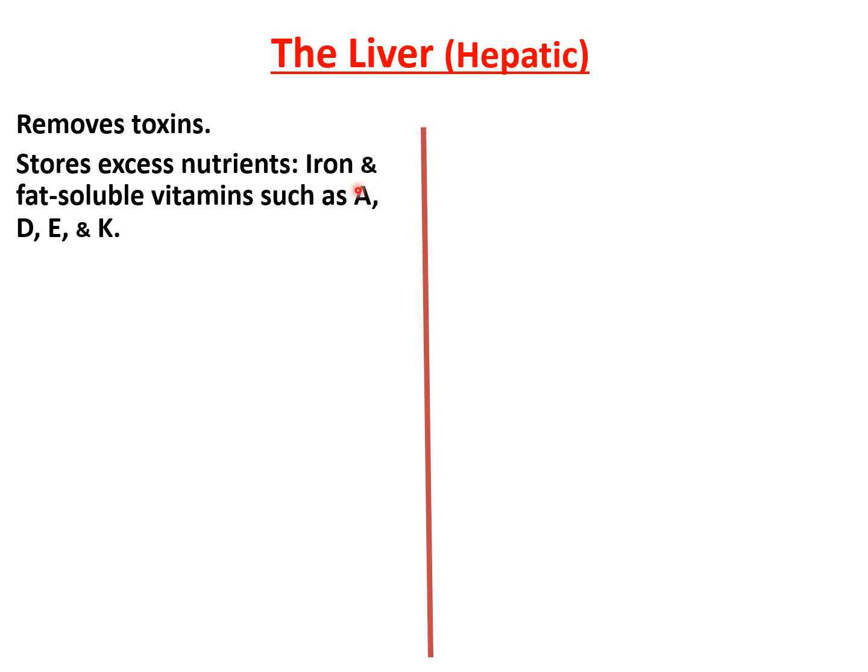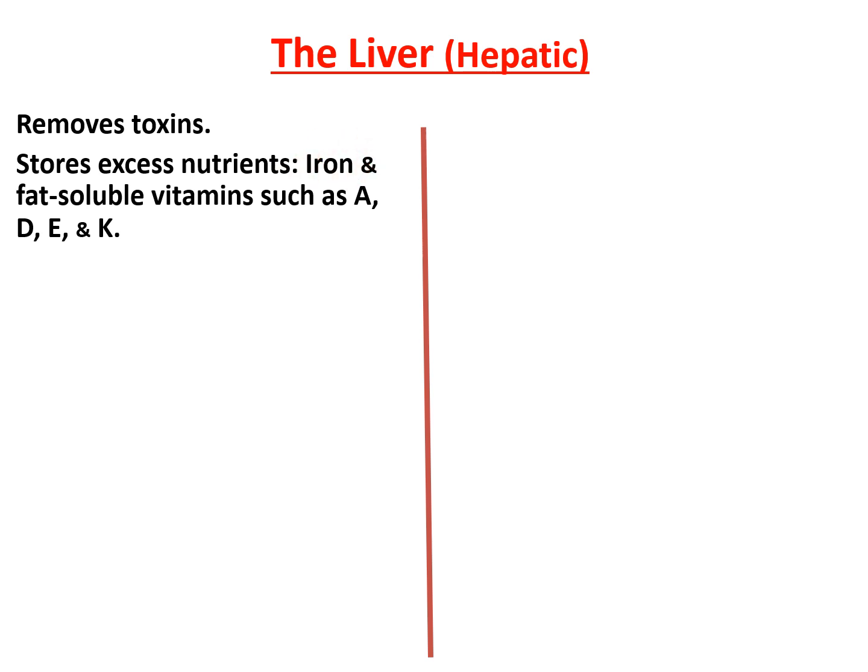It certainly has a lot of vitamin A. In fact, polar bears, their livers have so much vitamin A that if you were to eat polar bear liver, you'd actually suffer vitamin A toxicity and die. People have died from eating polar bear liver. A, D, E, and K, the fat-soluble vitamins, and a huge sink for iron.